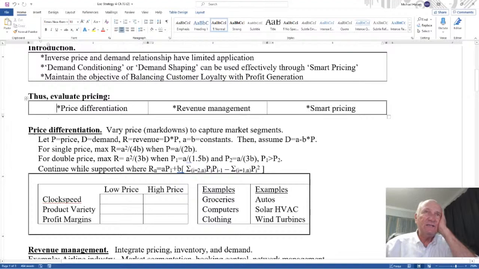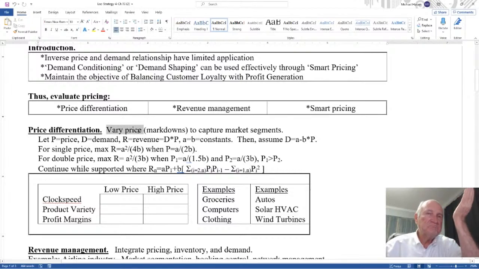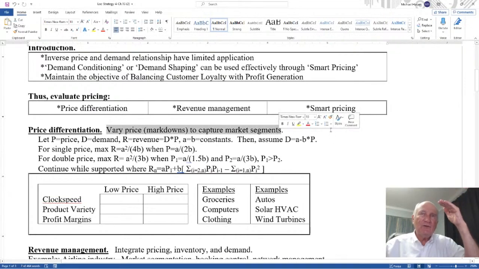First, price differentiation. Very interesting. Here's the idea. You vary your price, like markdowns, to capture a market segment. Well, if you lower the price, the demand goes up. They're going to buy more. Oh, this is cheap, I'll buy it.